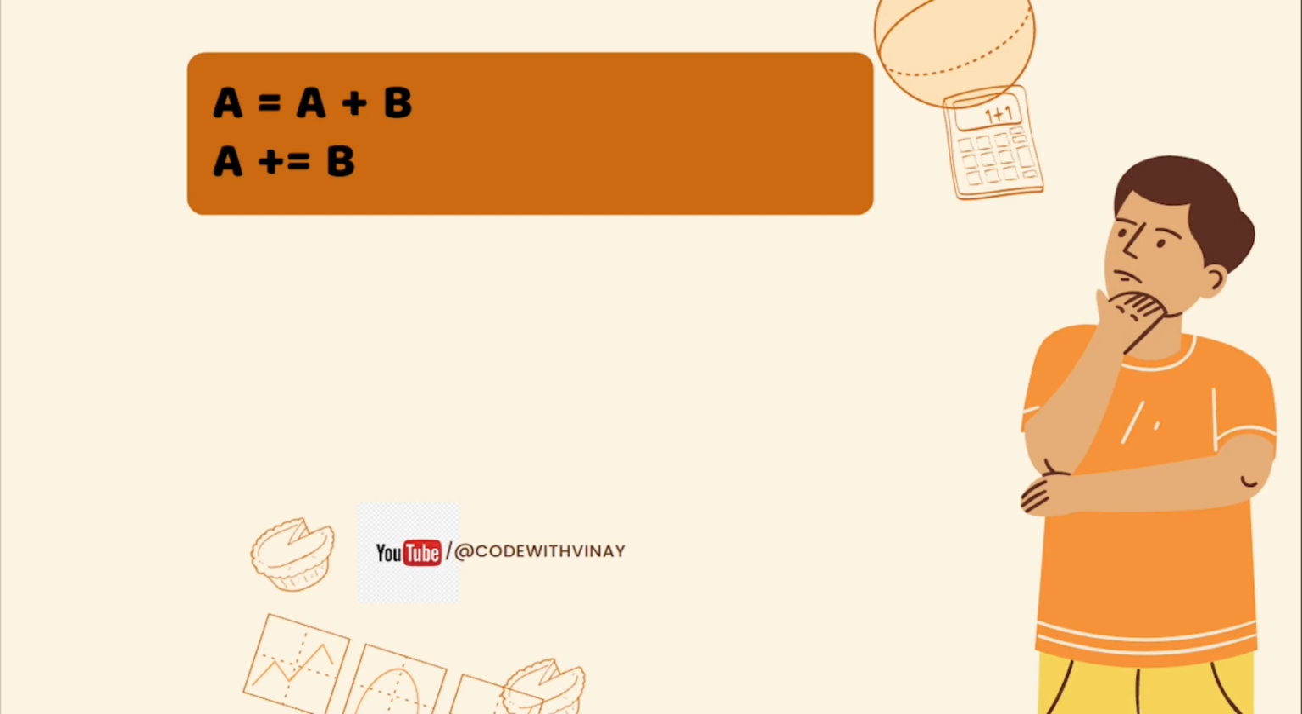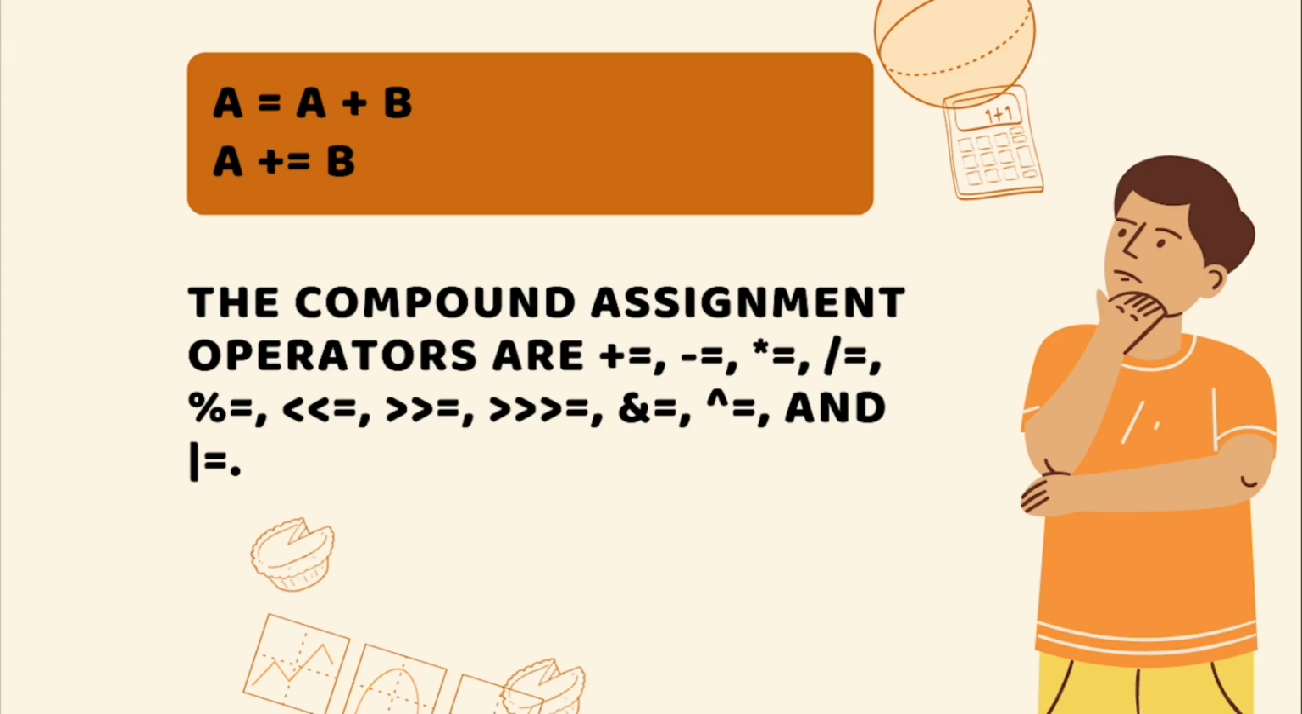Both of these statements are assignment expressions. The first statement uses the assignment operator, whereas the second statement uses the compound assignment operator. The compound assignment operators are plus equal to, minus equal to, asterisk equal to, etc.